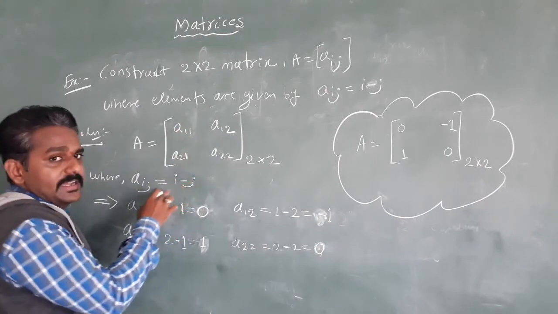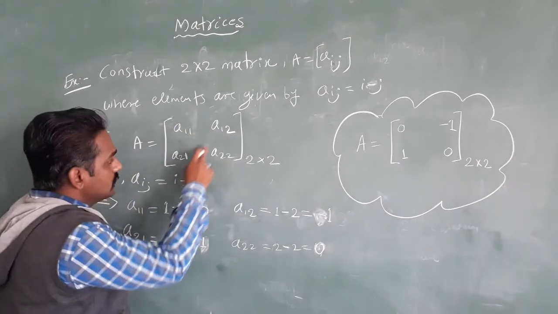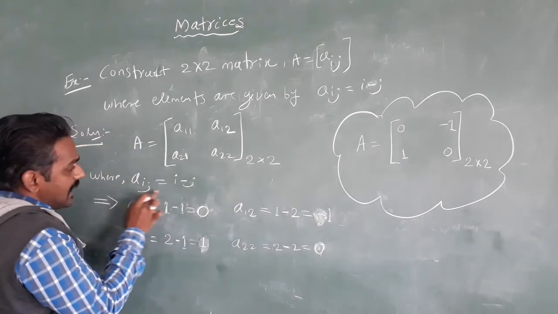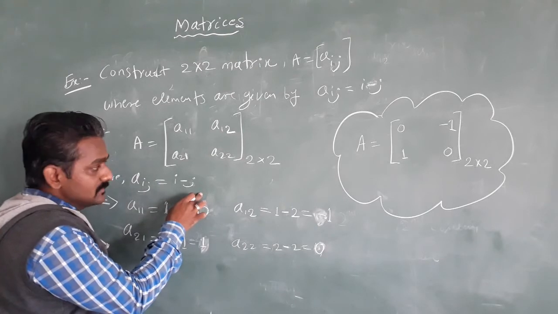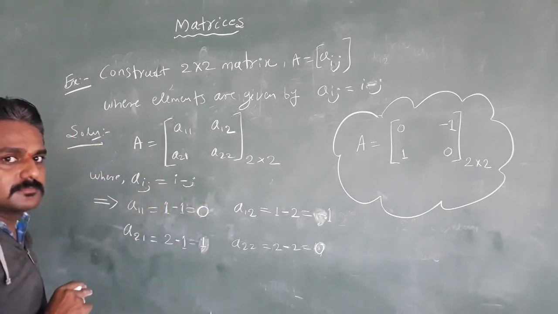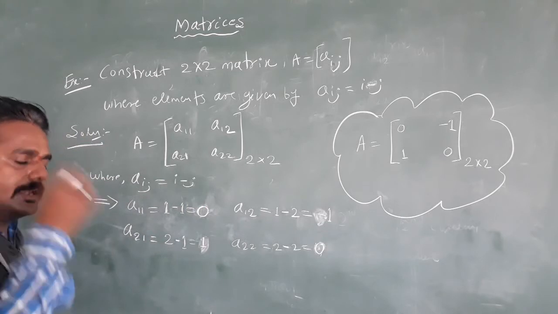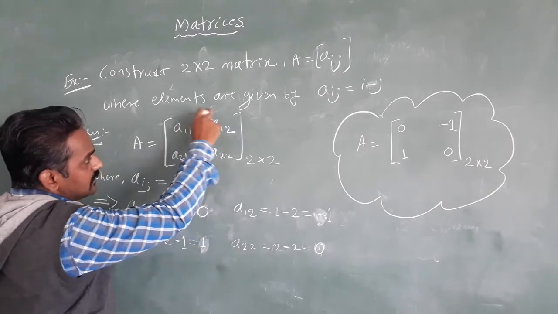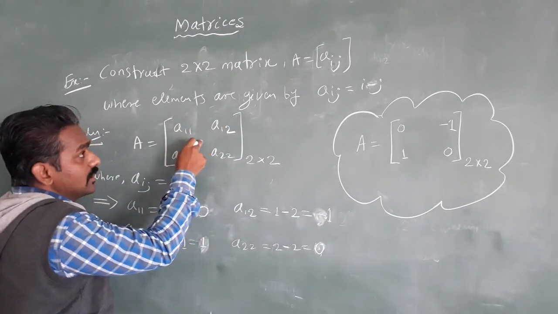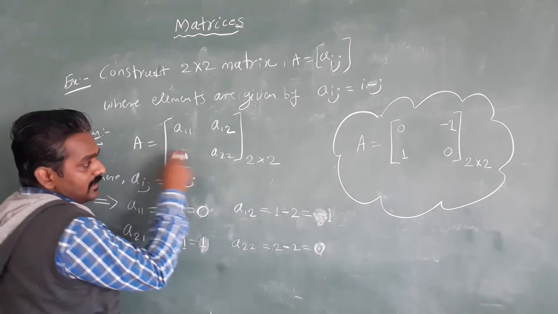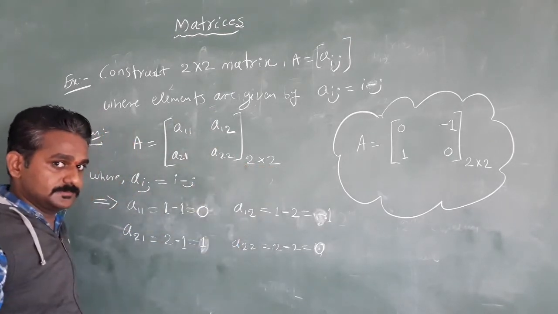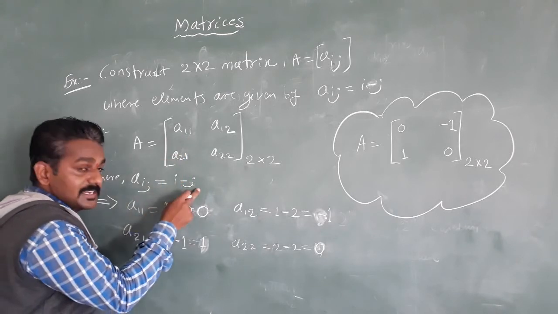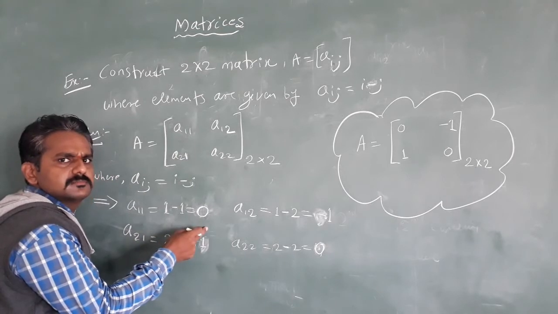So a 2 cross 2 matrix: A11, A12, A21, A22, where Aij is given by i minus j. Just varying the i and j values. You cannot take any values of i and j. You must take whatever i and j are present in the general representation of this particular matrix, with the particular order. Okay? A11, i equal to 1, j equal to 1. What is the value? i minus j, 1 minus 1, 0.